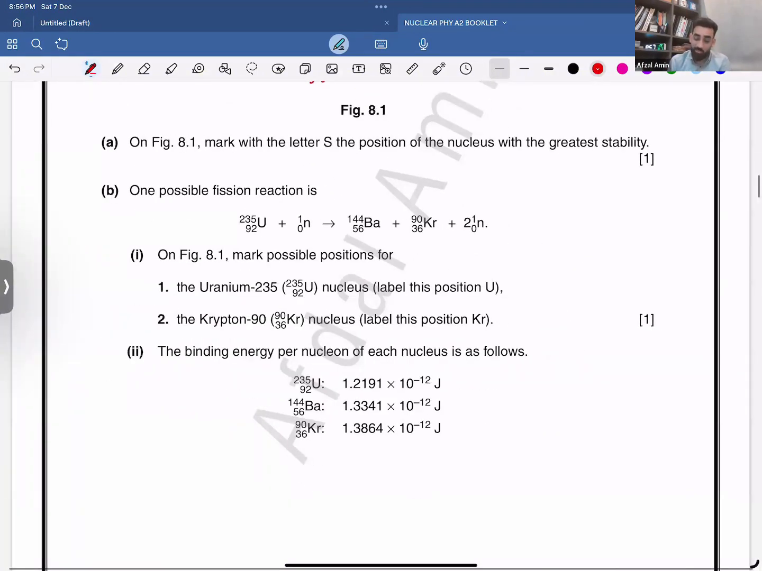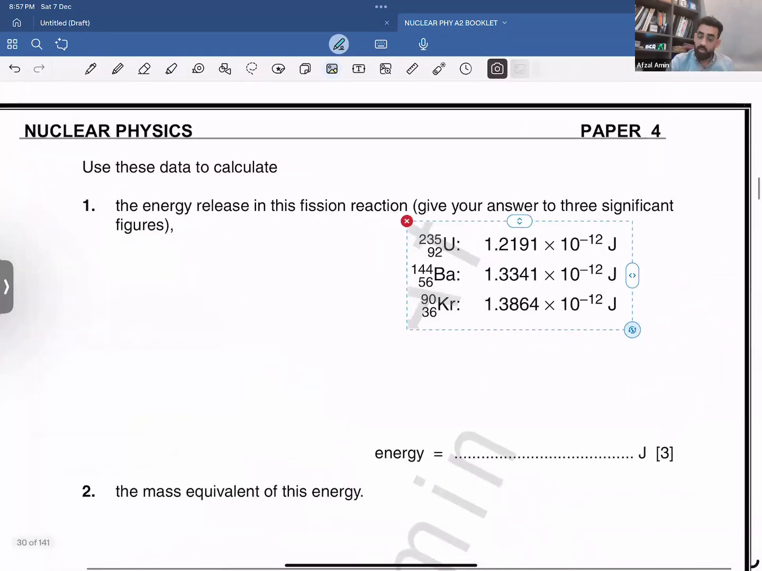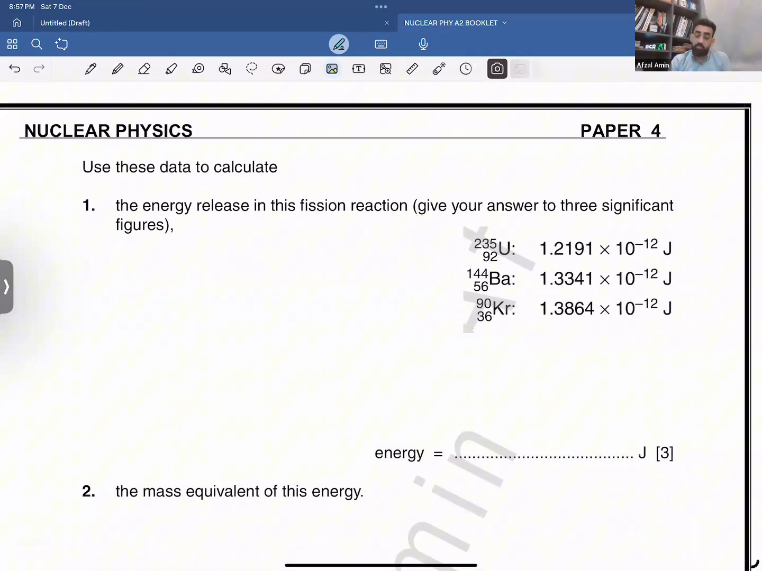Okay. So my dear students, binding energies. Again they are saying these are binding energies per nucleon. Yani, not nucleus, nucleon. So it is for one nucleon. So if you want for uranium, you will multiply by 235. For barium, 144. And for krypton, you multiply by 90. Okay, dear students. Now, this data is actually given in the previous page.